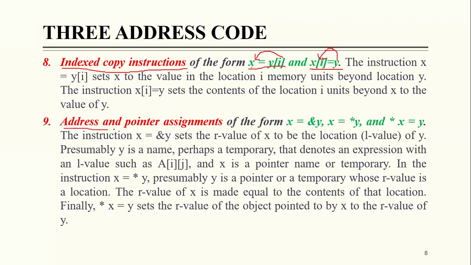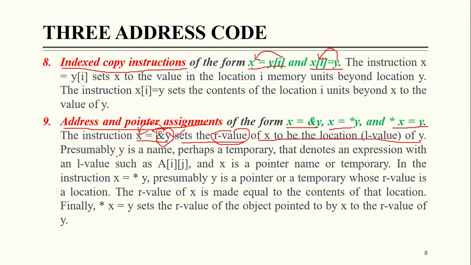The next one is address and pointer assignment. It takes the form x equal to ampersand y, or x equal to asterisk y, or asterisk x equal to y. In the instruction x equal to ampersand y, it sets the r value, that is the read value, of x to be the location value, in the sense of a memory address. So the address of y is assigned to x.